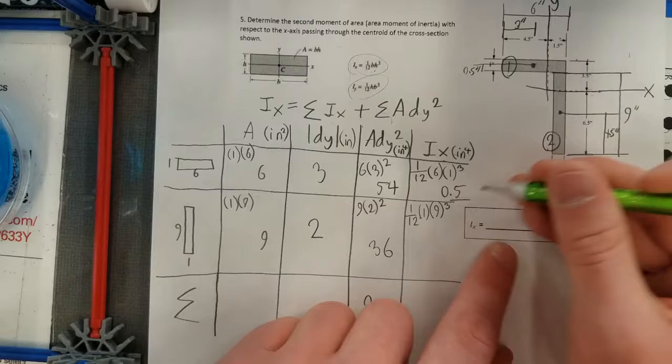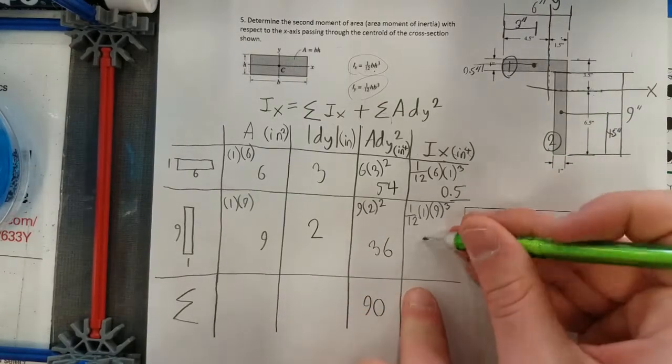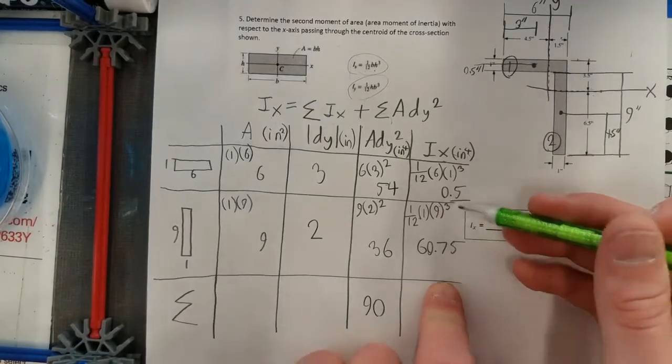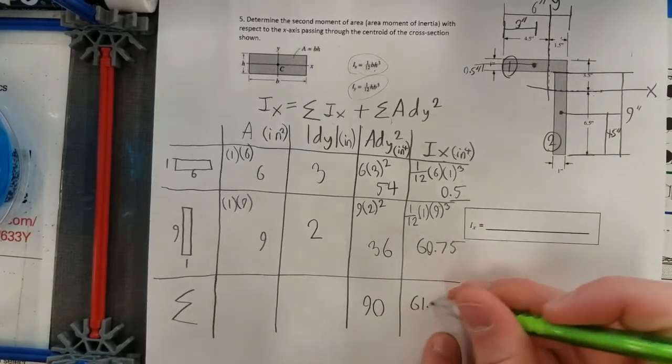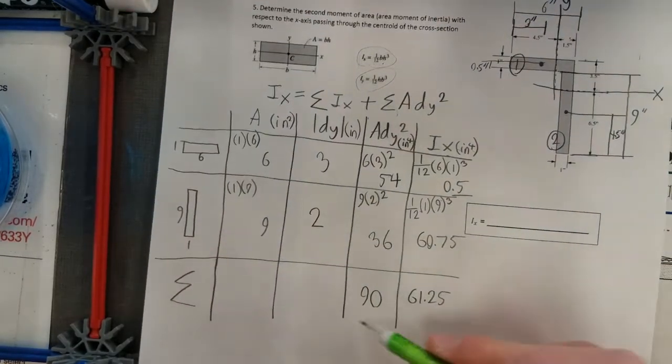We take the 9 cubed, and we end up finding this whole thing divided by 12 is 60.75. And we'll go ahead and sum this together now, and we get 61.25. And then last but not least, we need to go ahead and add everything together.